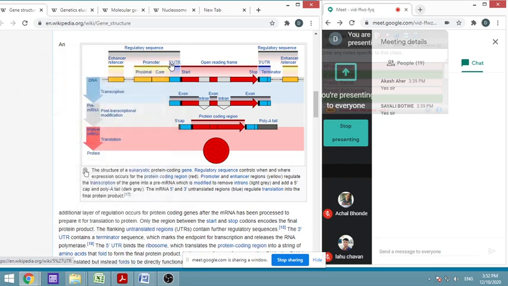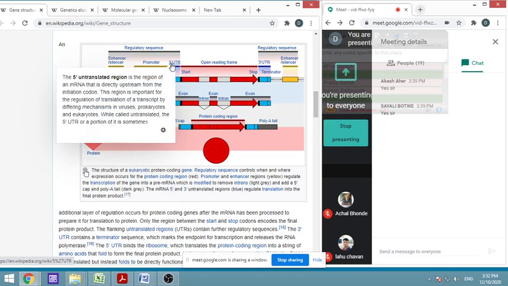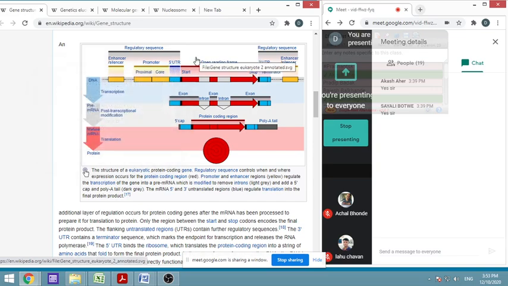So next, the 5' untranslated region will be there. This region is present directly upstream from the initiation codon, which we call the starting codon many times. This region is important for the regulation of translation of the transcript by differing mechanisms in viruses, in prokaryotes, in eukaryotes, and these are untranslated. This portion can sometimes take part in the translational activity.